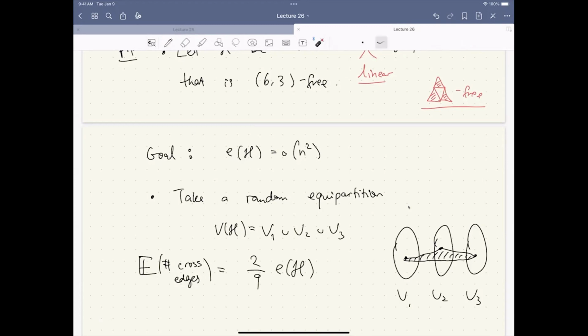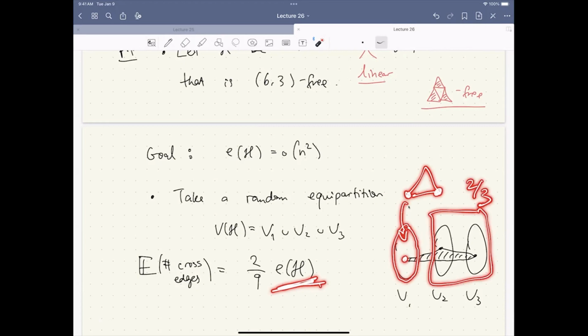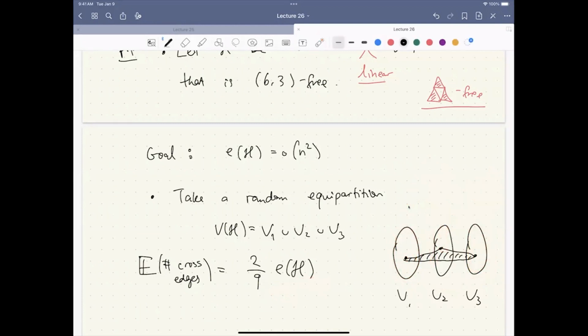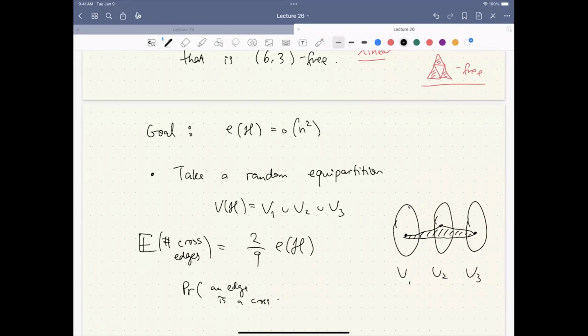Why? For every edge in H, the first vertex goes somewhere, let's say it goes to V1. Now the second vertex has to go to one of the two other parts. The probability is 2/3. Once it goes to, let's say, this part, the last vertex has nowhere but the last part, which has probability 1/3. So for every edge, the probability it's cross is exactly 2/9. And here we use linearity of expectation.